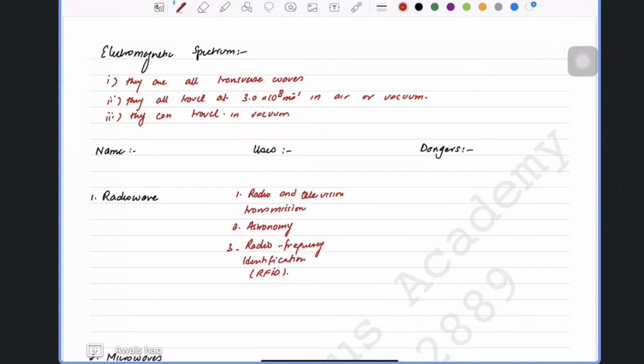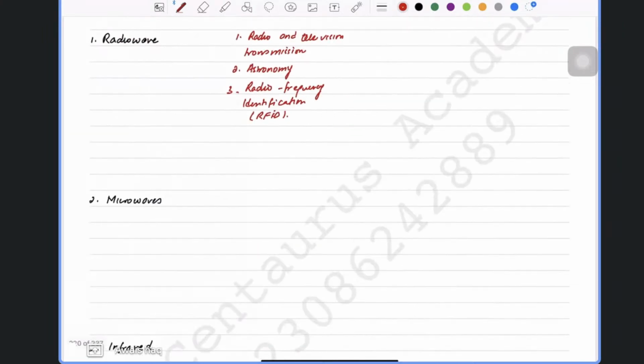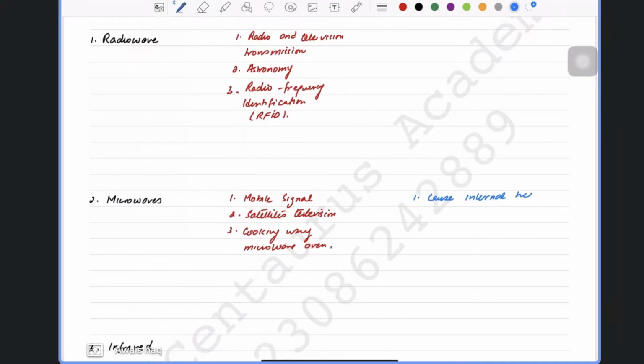Then we got microwaves. Microwaves are used in mobile signals. They're also used in satellites, which can give us satellite television, and they're used in cooking using microwave ovens. Now, the bad part about these is that they cause internal heating of body cells.